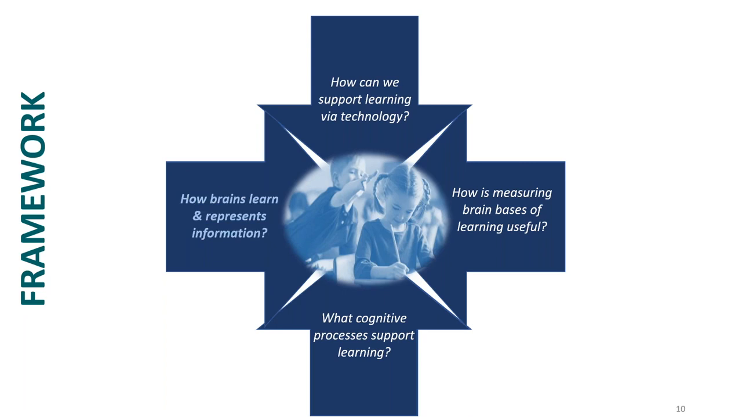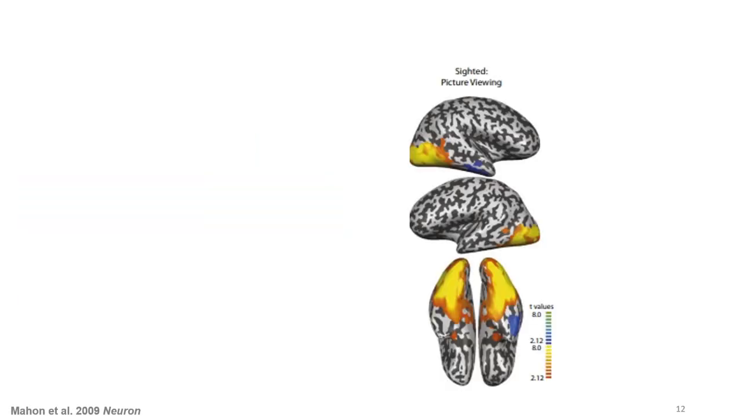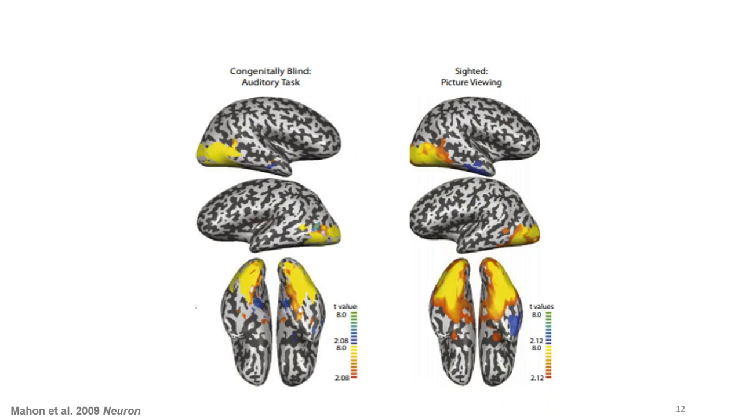So to start with neuroscience, how does the brain naturally represent information? One of the seminal studies in this area is the study by Amedi in 2009, where the researchers presented pictures of naturalistic objects to sighted individuals and, without surprise, demonstrated extensive occipital activations. They also took a group of congenitally blind people and presented to them sounds that represent those naturalistic object categories, and they found very similar extensive activations. What this shows us is that the brain has a natural tendency to represent objects and their properties in a modal or multisensory fashion, engaging very similar areas.